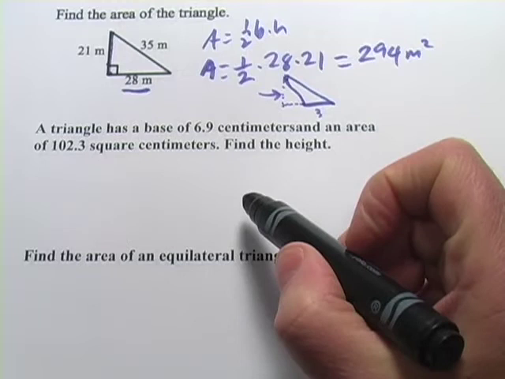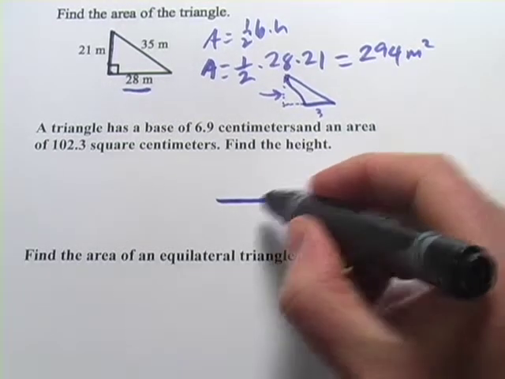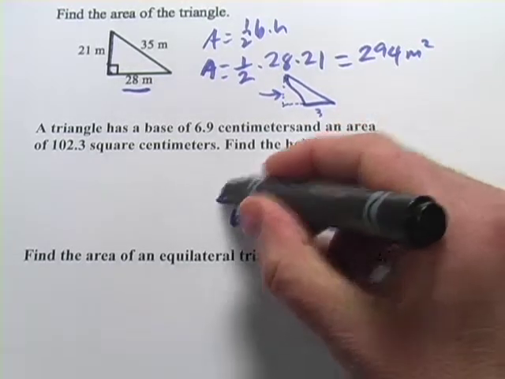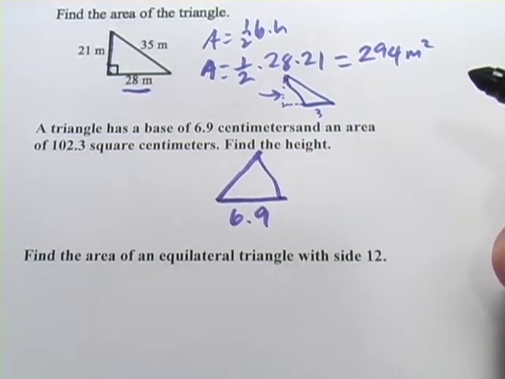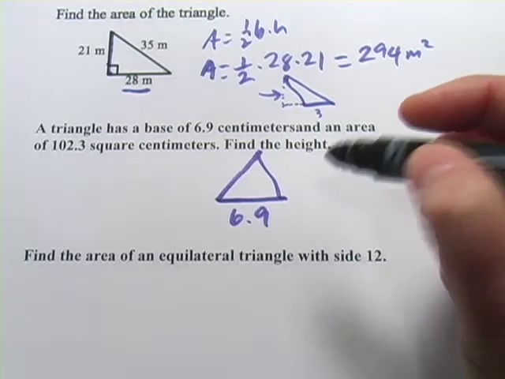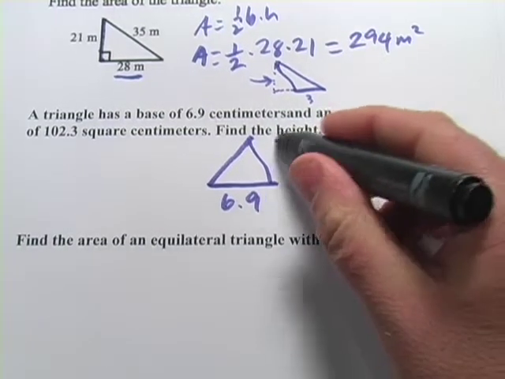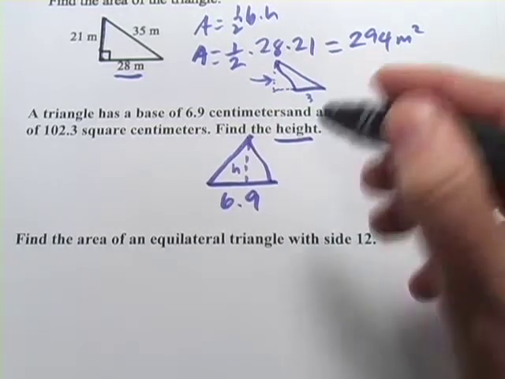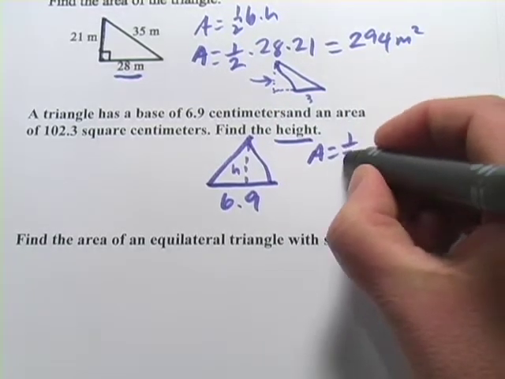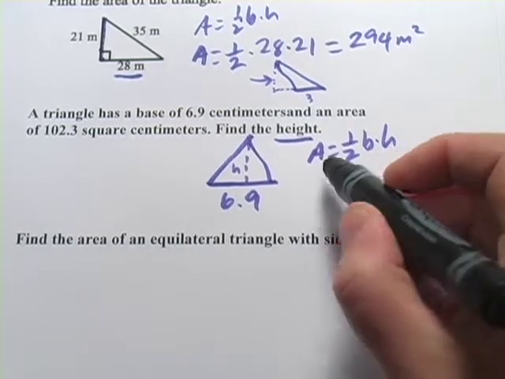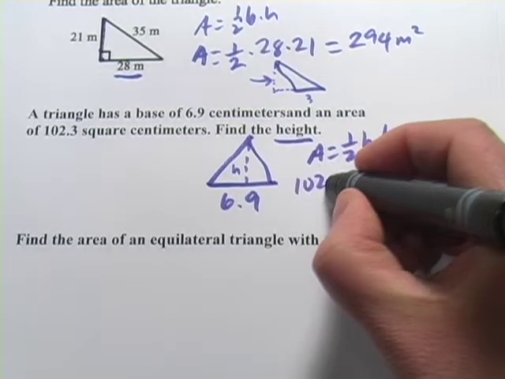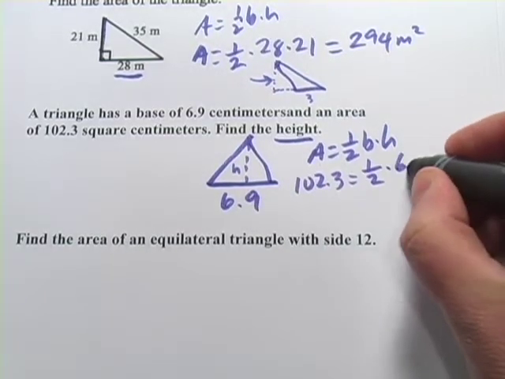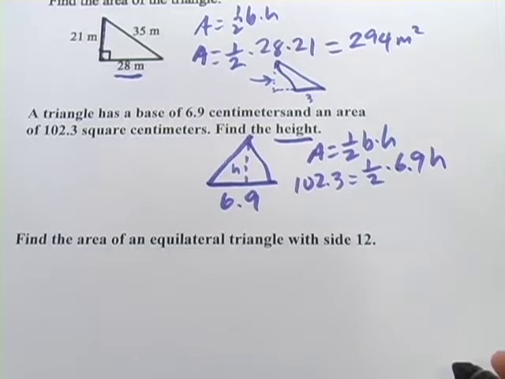This one says a triangle has a base of 6.9 centimeters. Okay, let's put that in. And an area of 102.3 square centimeters. So we have no idea what these other sides are, but we know that the area is 102.3, and we want to find the height. So there's some height to this thing, and we want to find that. Well, we'll just use the same formula. Area equals 1/2 times the base times the height. We know the area, so we'll put that in. That's 102.3. Then we've got 1/2. We know the base, that's 6.9. And we're looking for the height.